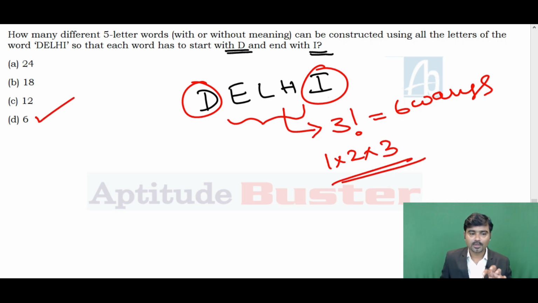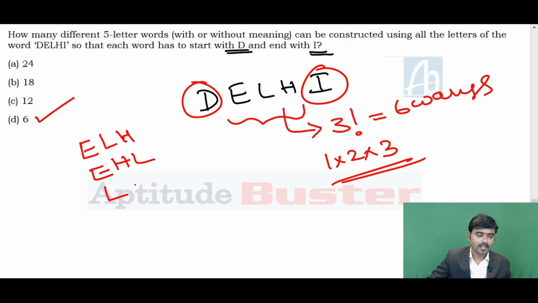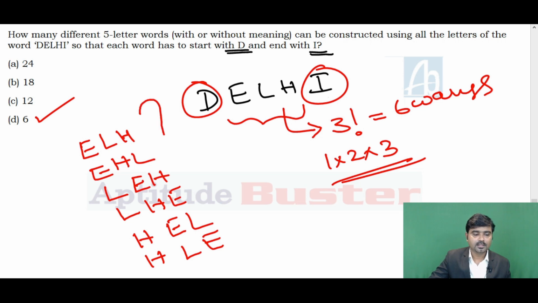If you don't know how to solve this question, then that's very simple. You can arrange ELH in 6 ways: ELH or EHL or LEH or LHE or HEL or HLE. These are the 6 ways. Manually you can write, but please don't waste your time writing like this. The simplest way: 3 factorial is nothing but 6 ways.